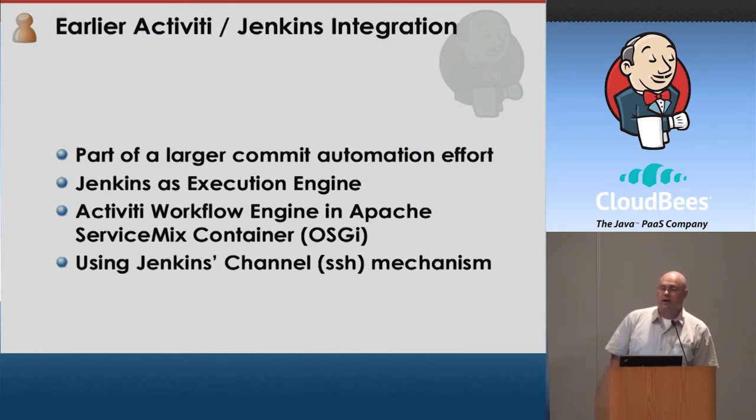I've been working on integrating Activiti and Jenkins in the past. That was part of a larger commit automation effort. And we were using Jenkins as an execution engine. The Activiti workflow engine was sitting in an OSGi container in Apache ServiceMix. And we were using the Jenkins channel mechanism to communicate from ServiceMix to Jenkins, which, by the way, I can highly recommend as a way to programmatically do something with Jenkins.